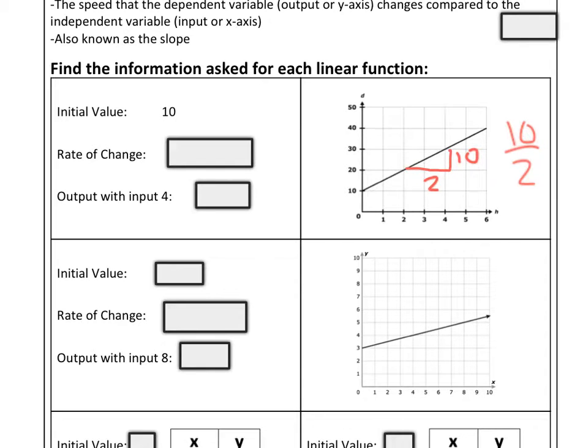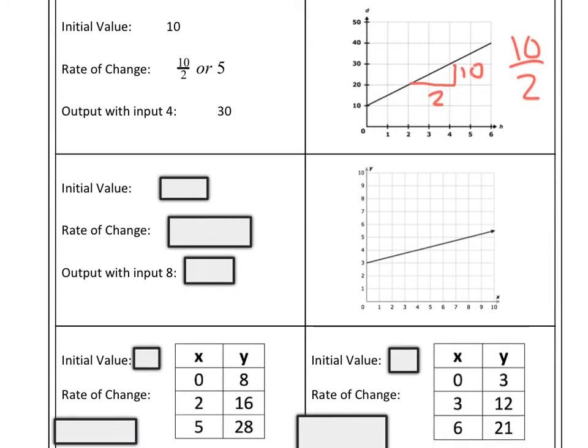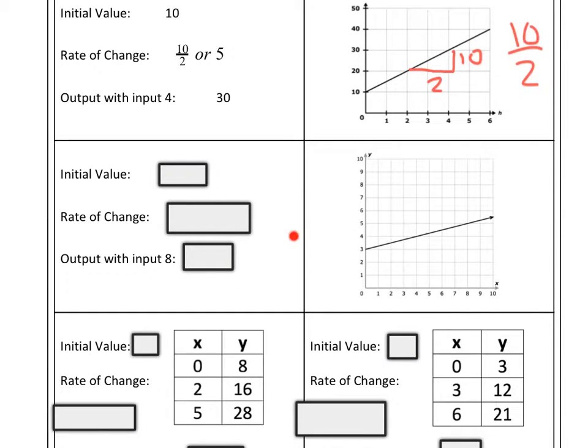So if I do my rise over my run, or 10 over 2, that's going to give us our slope, 10 over 2, and we can simplify that to 5. Our output, when the input is 4, that's just asking what point does that go up to. So that's 4, and it looks like that's at 30. So our output when the input is 4 is 30. All right, try this second one on your own, and we'll go over it together.